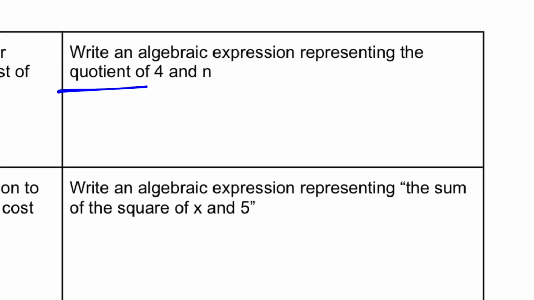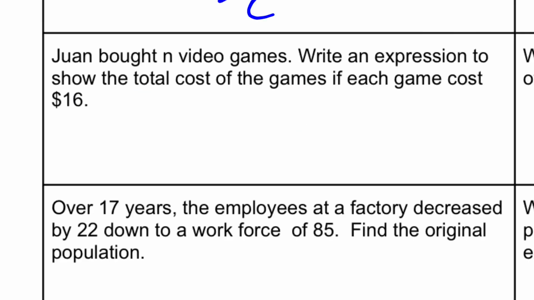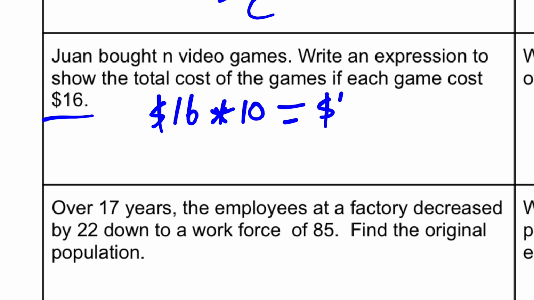I see the word quotient, which means division, so I write my answer as 4 divided by n. If they cost $16 each, let's say I bought 10 games, that would be 16 times 10, $160. That's my test case, right? We don't actually need to know that. We just need to recognize that it's multiplication. So we're going to put n for the variable, and the answer is 16n.